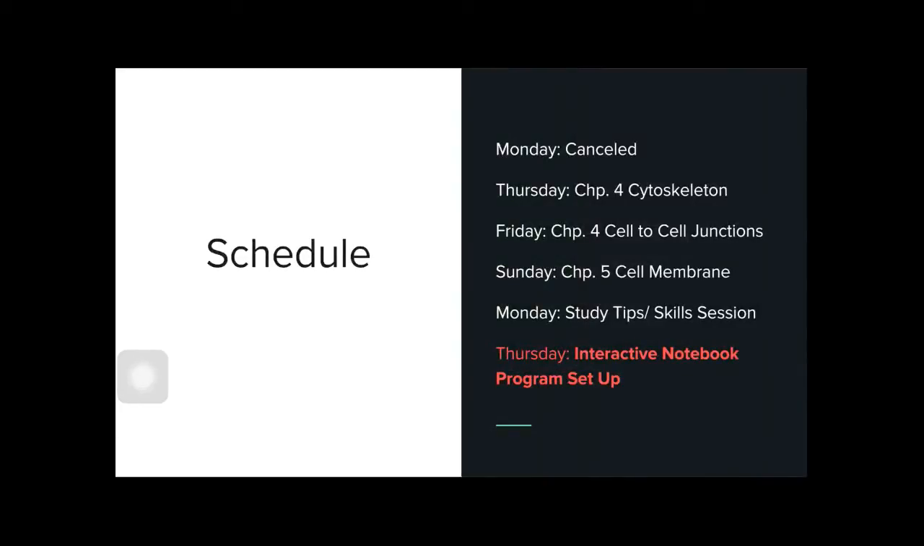So tomorrow's study group is canceled unless you want to get ahead, and that's totally fine with me. Thursday we're starting chapter 4, which is the cytoskeleton. As far as I know, cytoskeleton should not be on your exam, correct? Yeah, usually isn't. And then Friday we're doing another part of chapter 4, which is cell-to-cell junctions, aka cell interactions. And then we're going to have another Sunday study group, and that's going to be chapter 5, the cell membrane.